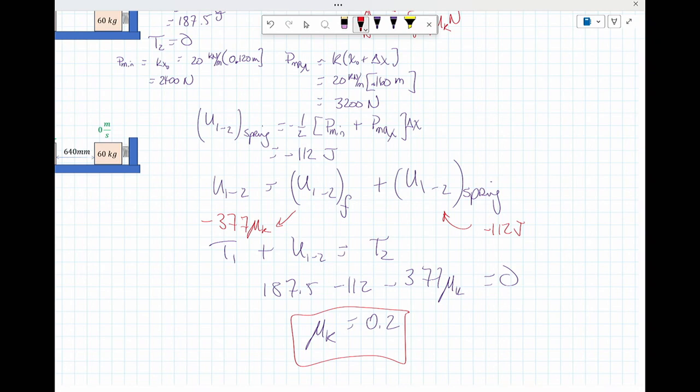For the work on the spring, why is it negative 1/2? Like, why? What is the work of a spring? So you have kx dx integrated, kx squared over 2. Now, what I've done is I've calculated kx and then multiplied it by x. So what I'm writing here is 1/2 kx times delta x, which is the same thing.